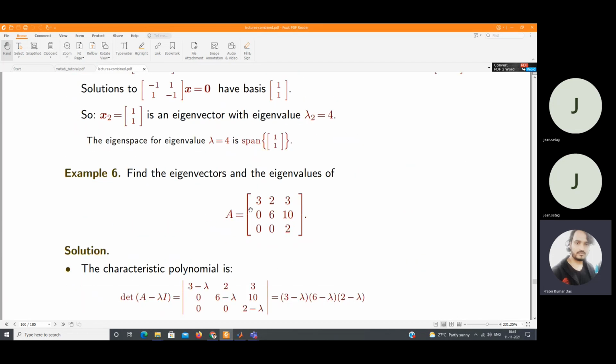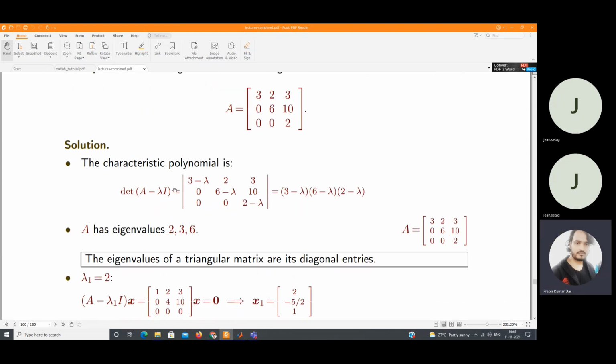So this is a triangular matrix. For any triangular matrix, its diagonal elements are the eigenvalues. So what are the eigenvalues here? 2, 3, 6. If we calculate manually using det of A minus lambda into I, you will get these three values: 2, 3, 6. So you don't have to calculate. Whenever you are given any triangular matrix or any diagonal matrix, its diagonal values will become the eigenvalues.